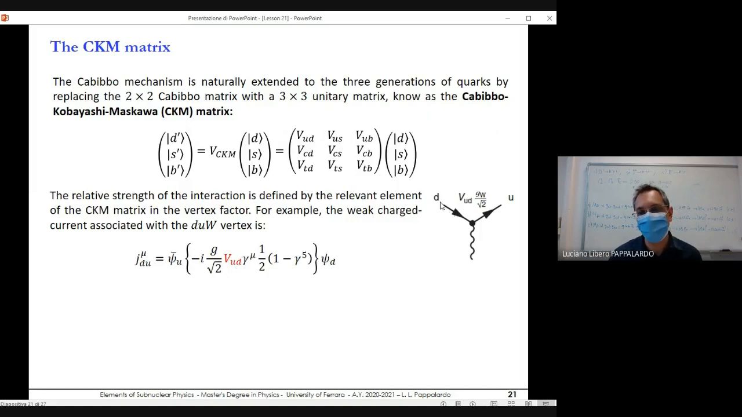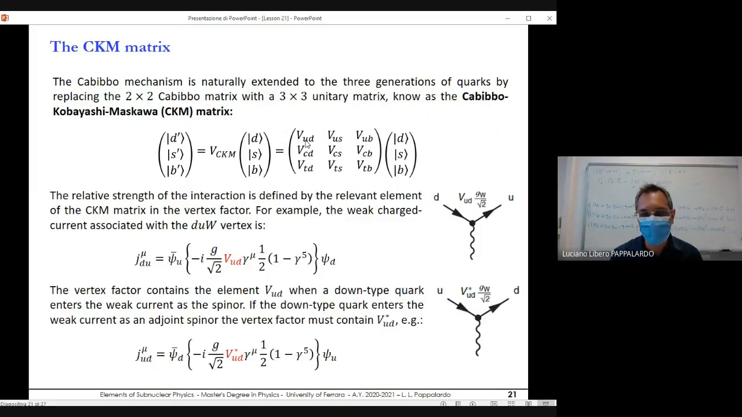So consider, for instance, this vertex here, D into U with emission of W. In this case, we have the adjoint spinor for the U, then at the end the spinor for the D, and in between the vertex factor. Within that we have to put the V_UD matrix element, in order to take into account properly the different coupling, the non-universal coupling, but it is universal.